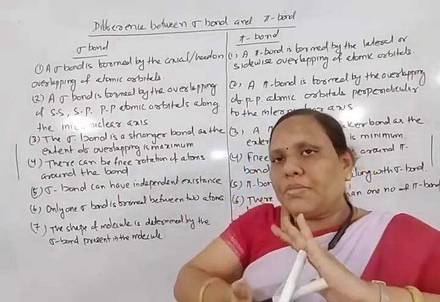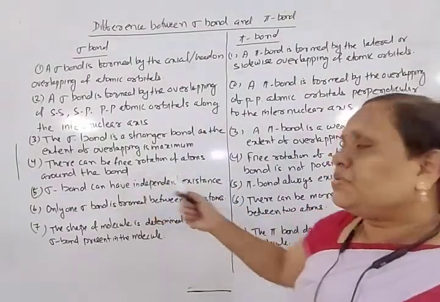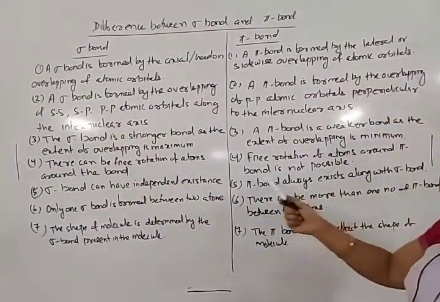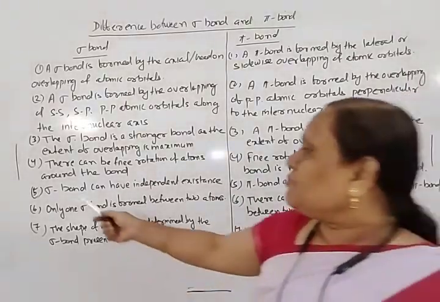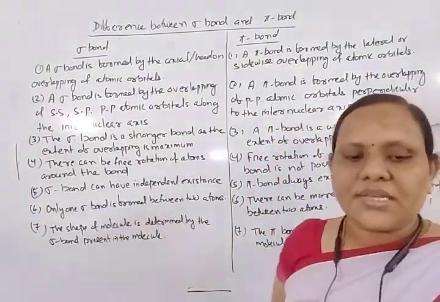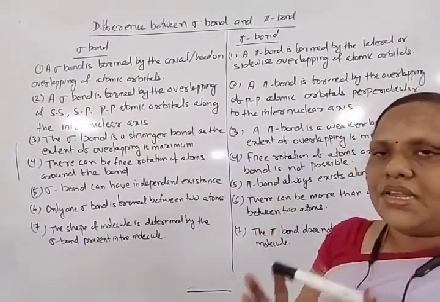The bond breaking may take place. Okay, there can be free rotation of atoms around the sigma bond. Free rotation of atoms around the pi bond is not possible. Bond breaking may take place. And a sigma bond can have independent existence between two atoms. Only a sigma bond may exist freely.